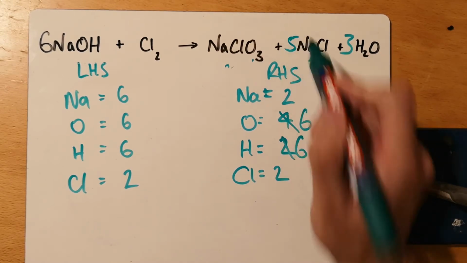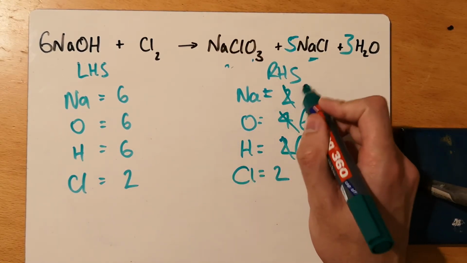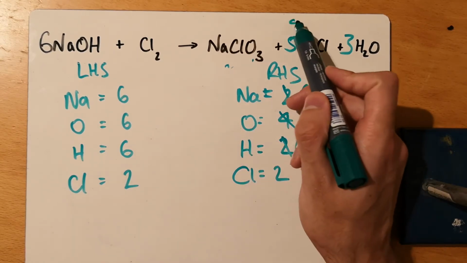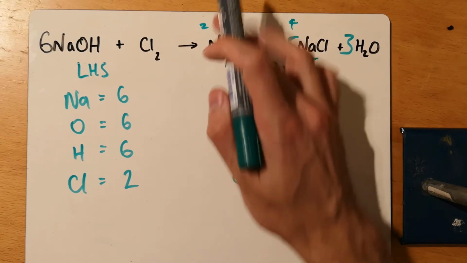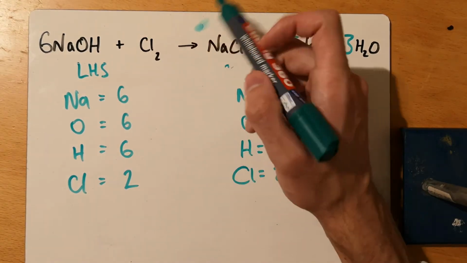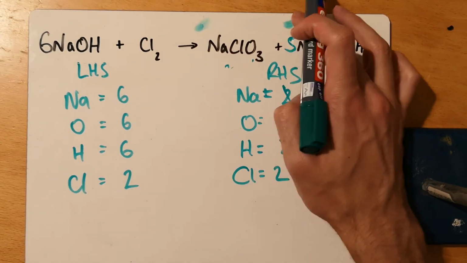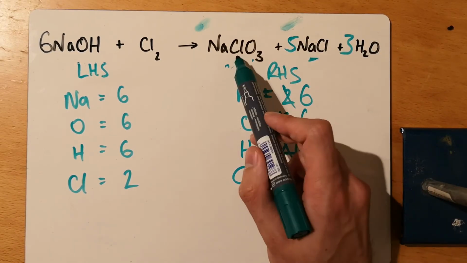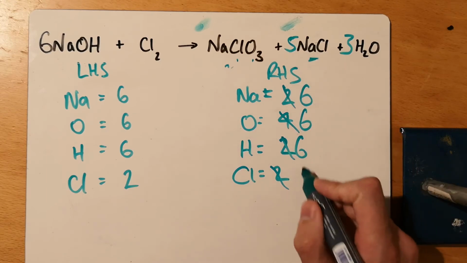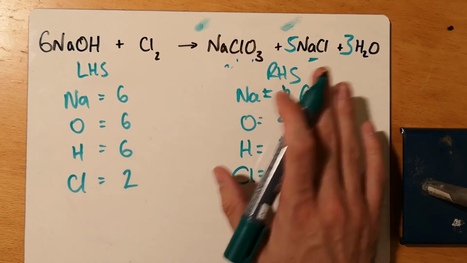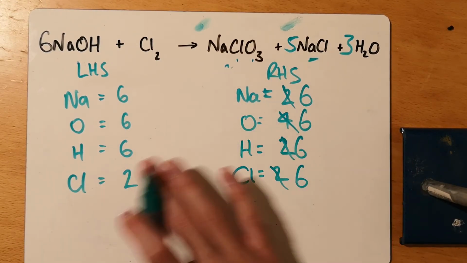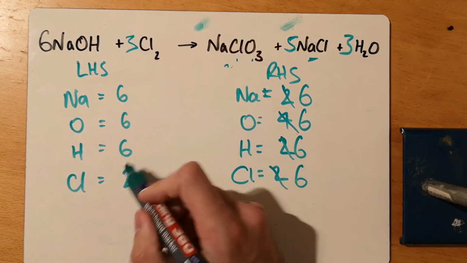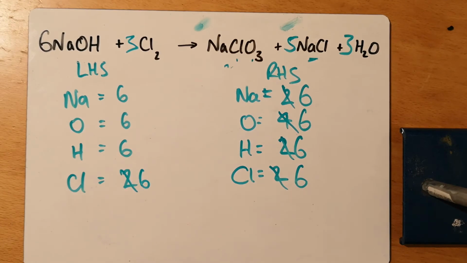To get up to 6, I could put a 5 there, which would make that 6. I could have done 4 there and 2 here, but that changes my oxygens as well. So I need to keep this as 1. So that has to go to 5. But that changes my chlorines. I've now got 1, 2, 3, 4, 5, 6. Sodium's now balanced, oxygens, hydrogens balanced. Just need to sort my chlorines out, so I'd put 3 there to get that up to 6.